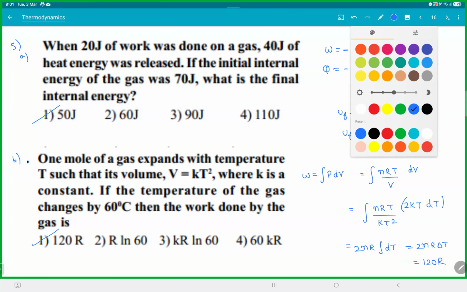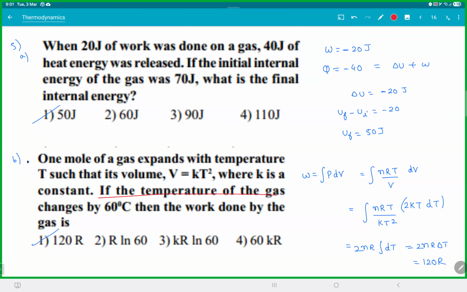If you look at the question, he's saying find the work done when the temperature of the gas is 60 degrees, and he's giving volume is equal to KT square. One thing is pretty clear: he does not want pressure in the question, isn't it? That is how you think. There is no mention of pressure, so eliminate pressure. Do I know the V limits? I don't know the V limits, but I know the T limits. So somehow you have to convert everything into temperature.